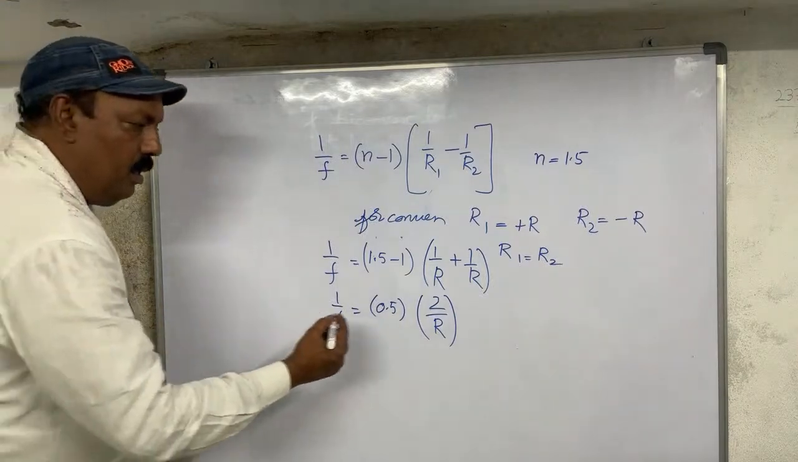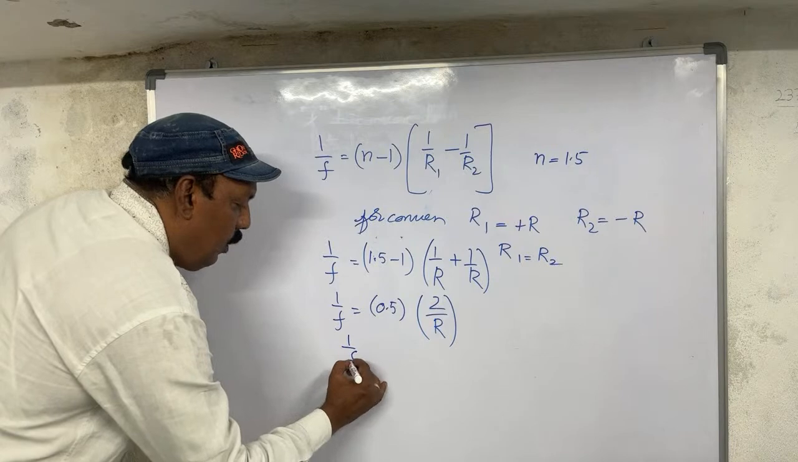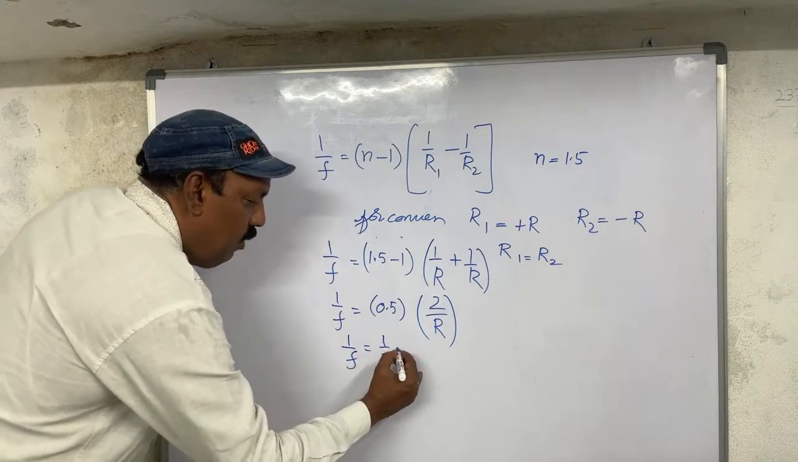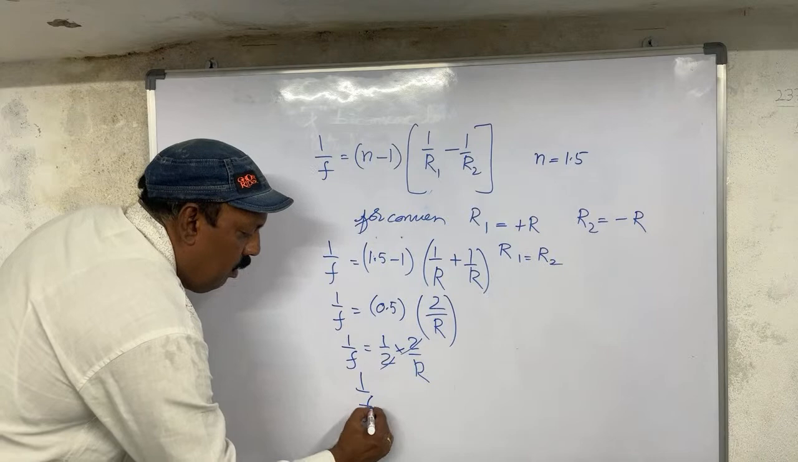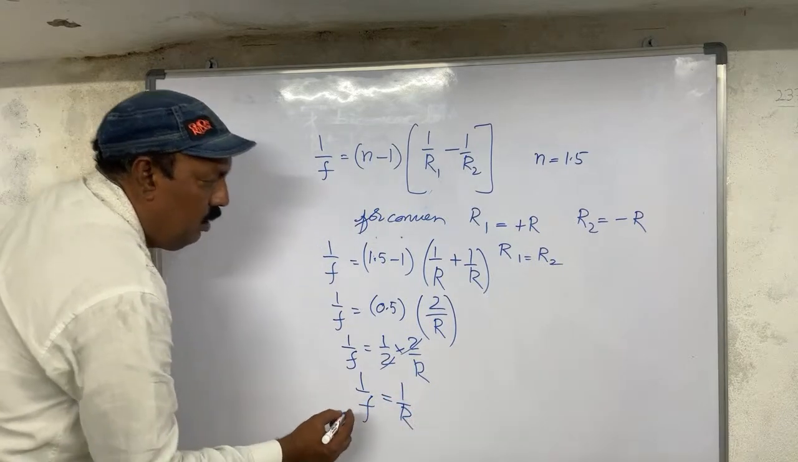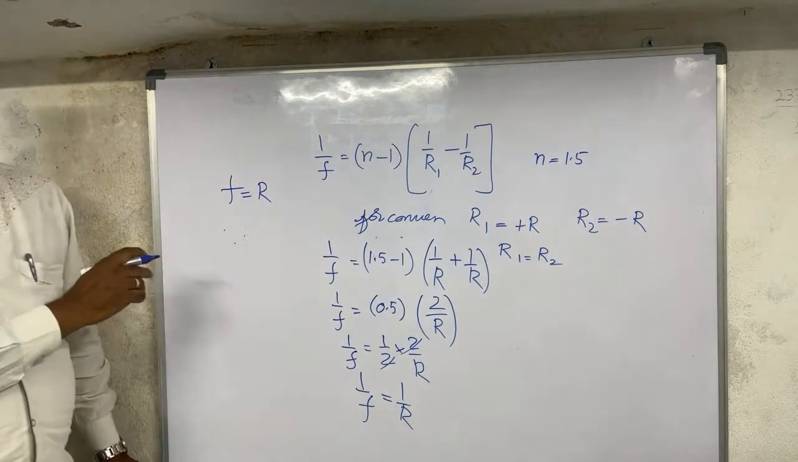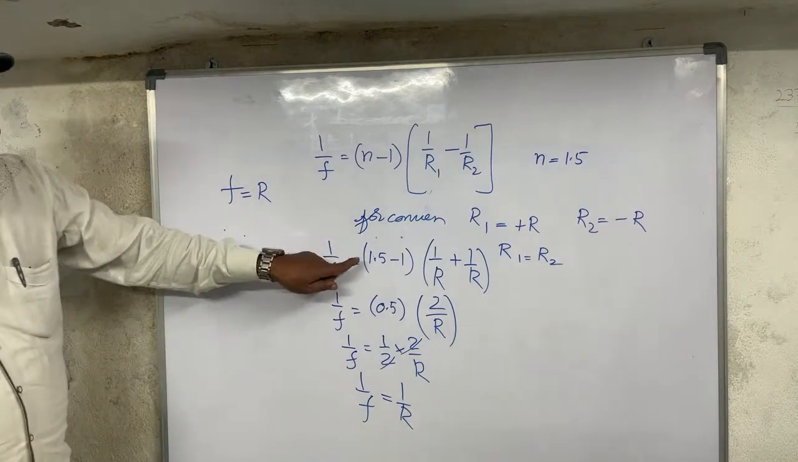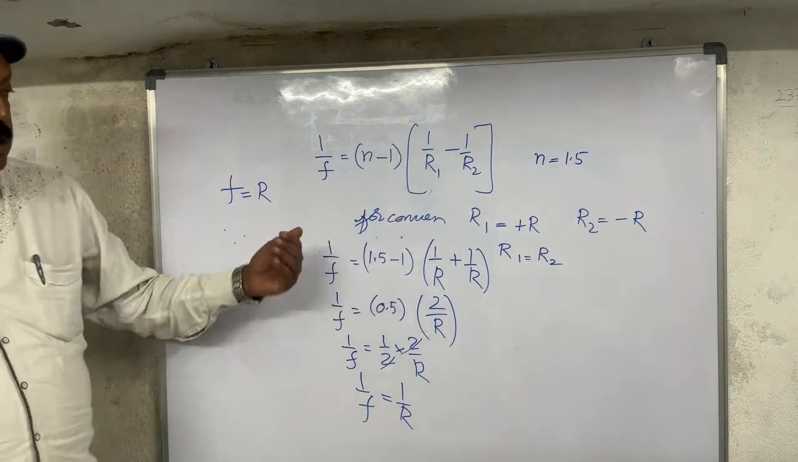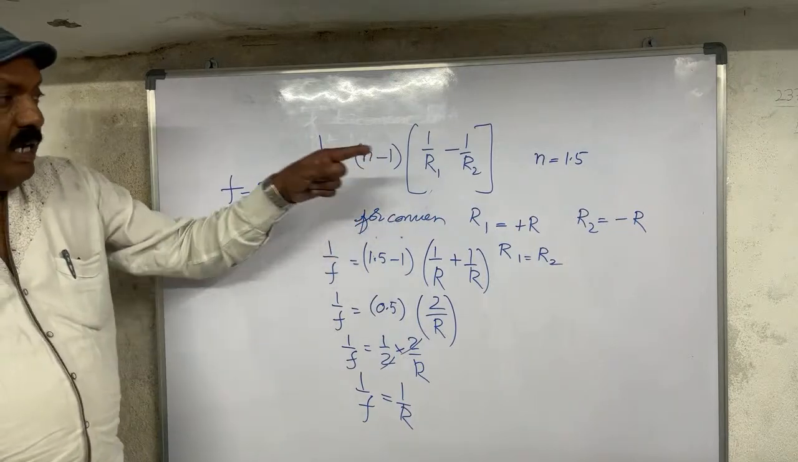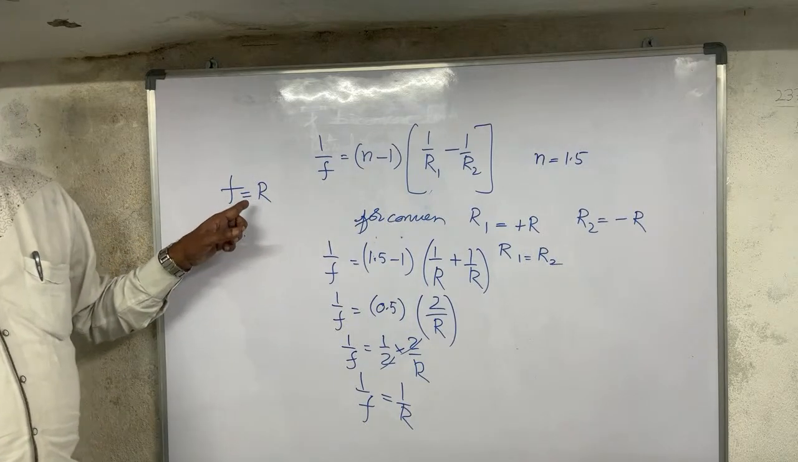When you take the LCM of 1 by r plus 1 by r, you get 2 by r. Now we can write 0.5 as 1 by 2, into 2 by r. Now the 2 gets cancelled. We get 1 by f is equal to 1 by r. Therefore, f is equal to r. That means focal length is equal to radius of curvature. If both radius of curvature lengths are equal, one positive and the other negative, and the refractive index is 1.5, on that occasion focal length as well as radius of curvature are going to be equal.